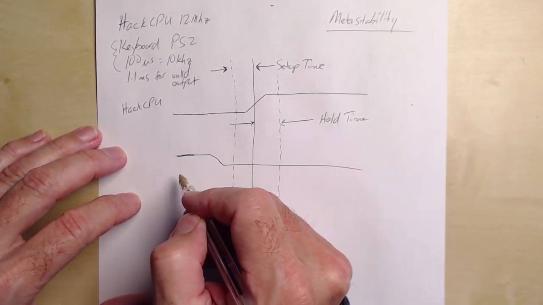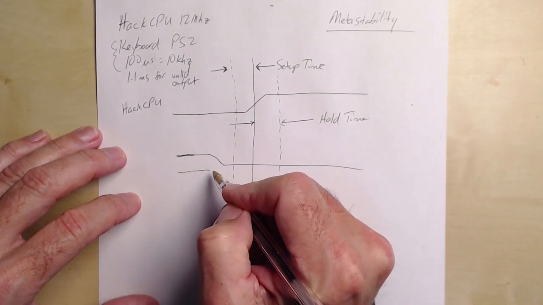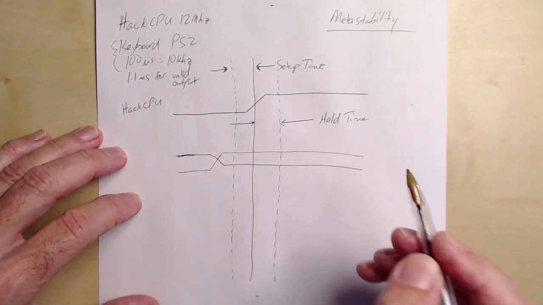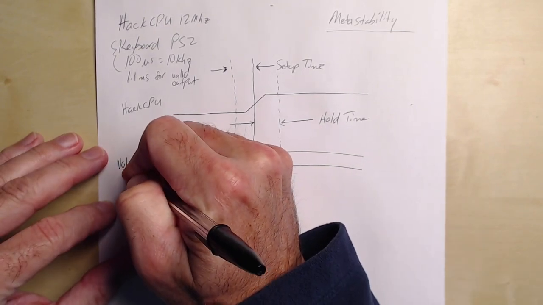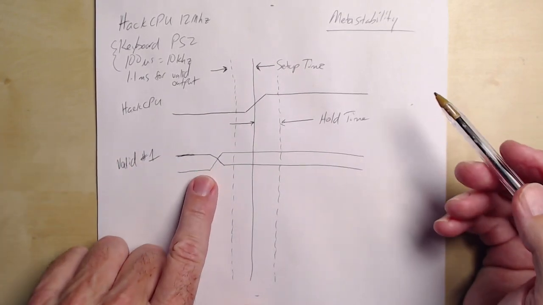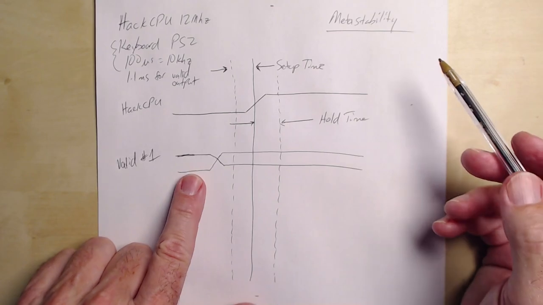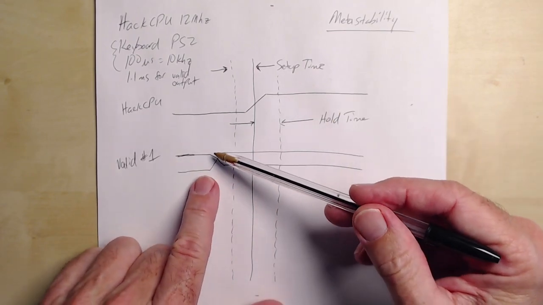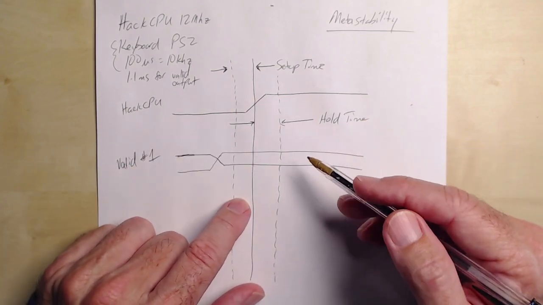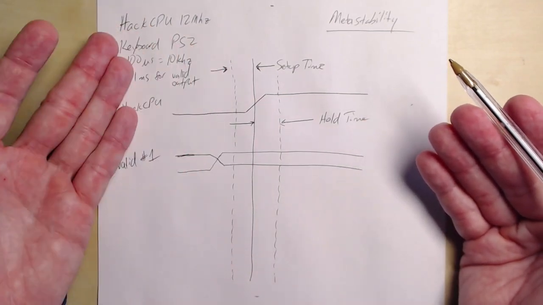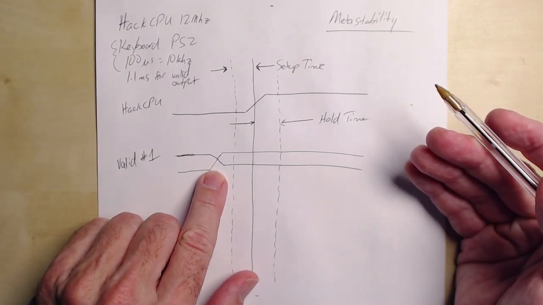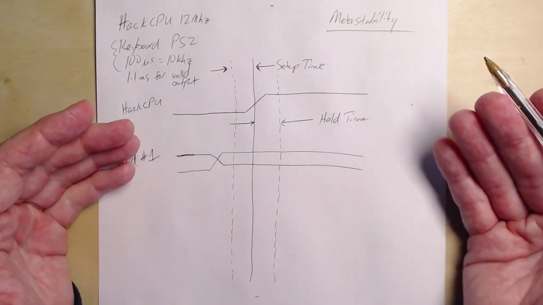So let's say our valid signal, valid number one, behaves like this. Well, since it's changing state outside of the setup and hold time parameter windows, then our HackCPU is happy. If we were to feed this into a flip-flop in the HackCPU, everything would be fine, right?